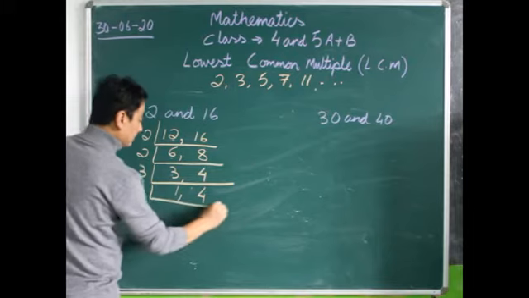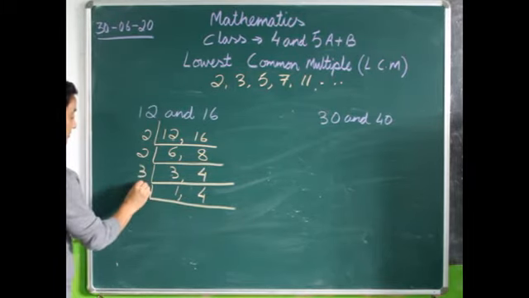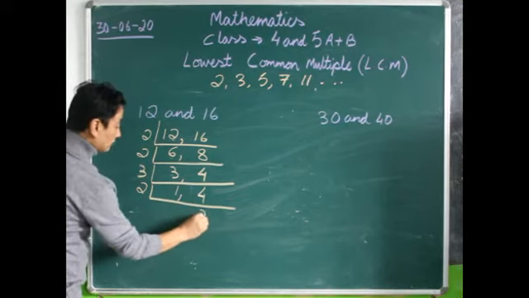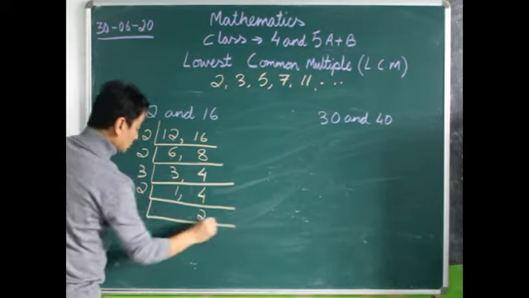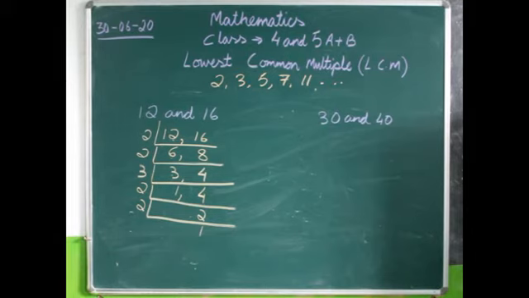Now, which prime number will go into 4? Is it 14 or 4? Only 4. So 2. 2 2s are 4. Which prime number will go into 2? 2 1s are 2. So now, what is the next step? Bring all these numbers here.